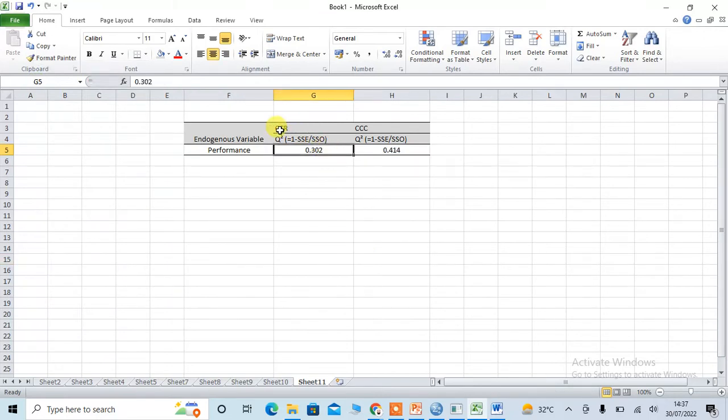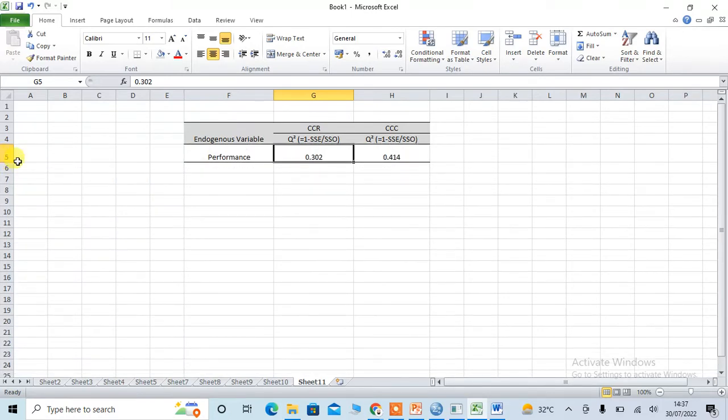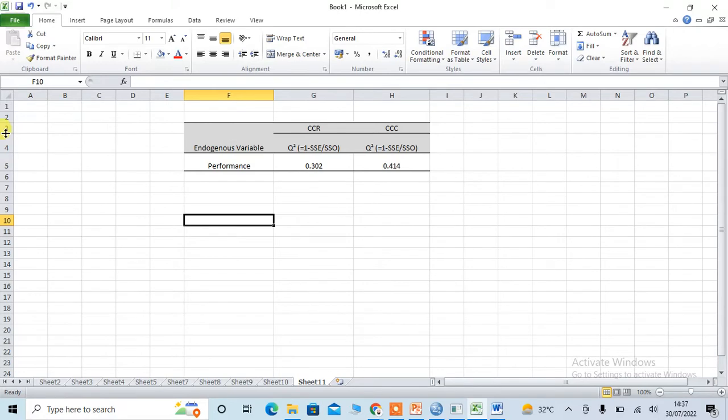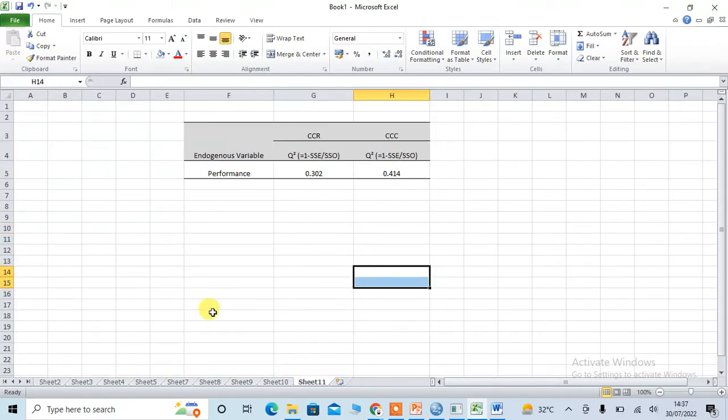This result shows that if it is more than 0, that means your data set has adequate predictive relevance. This is the result for assessment of the structural model. One is the hypothesis result, another is collinearity, inner VIF, then the Q square value. This is the Q square value for predictive relevance, as well as the F square and R square value that we need to present for our structural model.